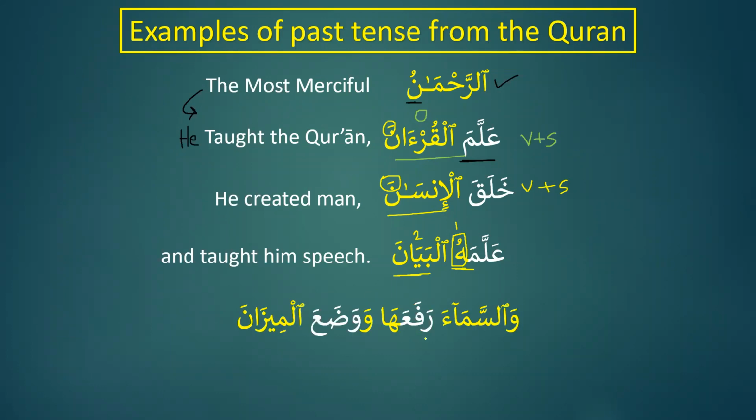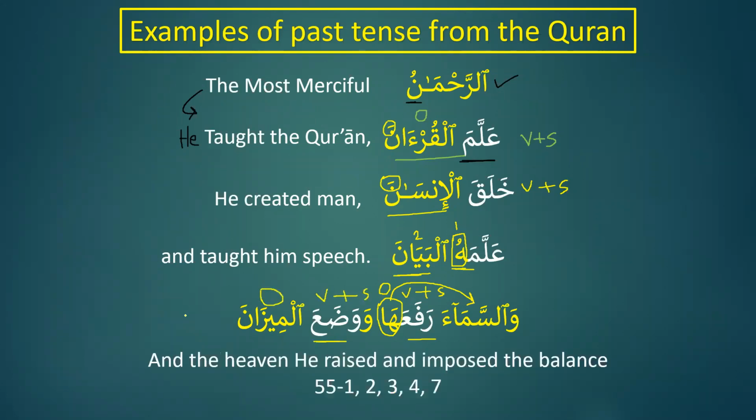So rafa'a will be verb plus subject, and ha will be the object pronoun, so it will be the object. It refers to as-sama. Wa wada'a is also the past tense, so it will be verb plus subject, and al-mizana will be the object. Wa wada'a al-mizan.